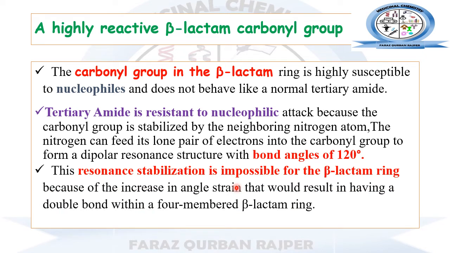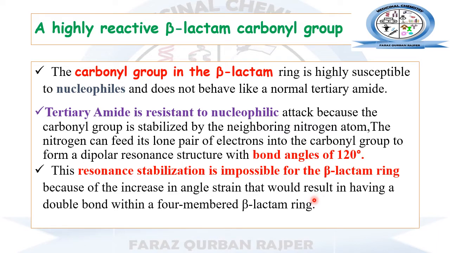But this resonance stabilization is impossible, or will not occur, in the case of the beta-lactam ring, because of the increase in the torsional strain, or what we call angle strain, which will result in the double bond within the 4-member beta-lactam ring. That means in the beta-lactam ring, the nitrogen will share its lone pair of electrons towards the carbonyl carbon, but in this case the stable bond angle, that is the 120 degree bond angle, is required to resist the nucleophile for amides.